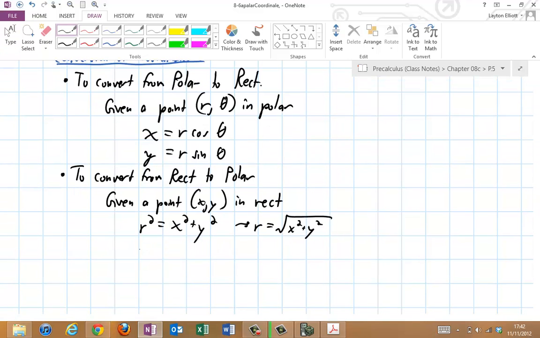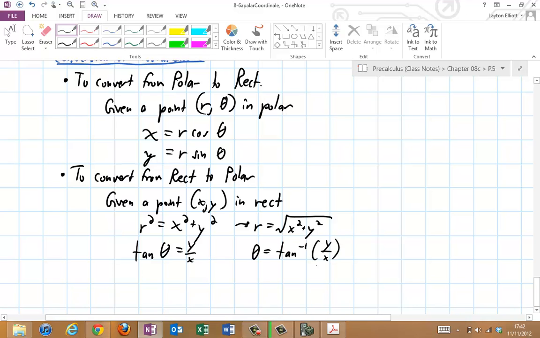Then theta. Here's the theta thing. How do we get theta with x and y? Tangent of theta is equal to y over x. So theta is equal to the arctangent of y over x. And of course, we know that this will only work if x is not equal to 0. If x is 0, you can figure out where that angle is simply. You might know what the arctangent of undefined would be. So that's going to tell us where the theta is.